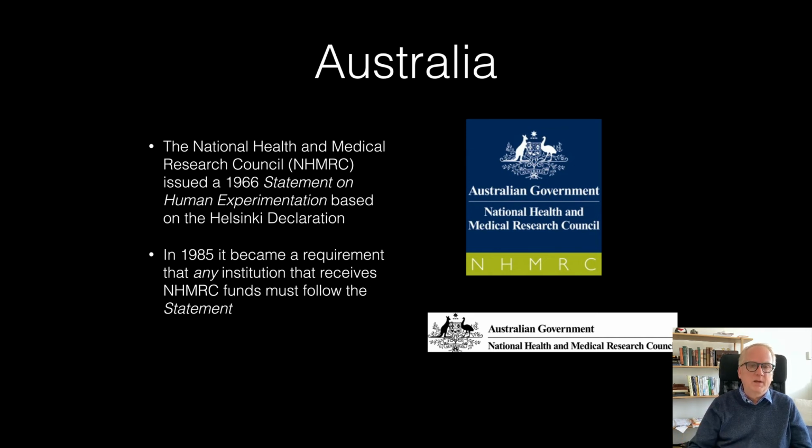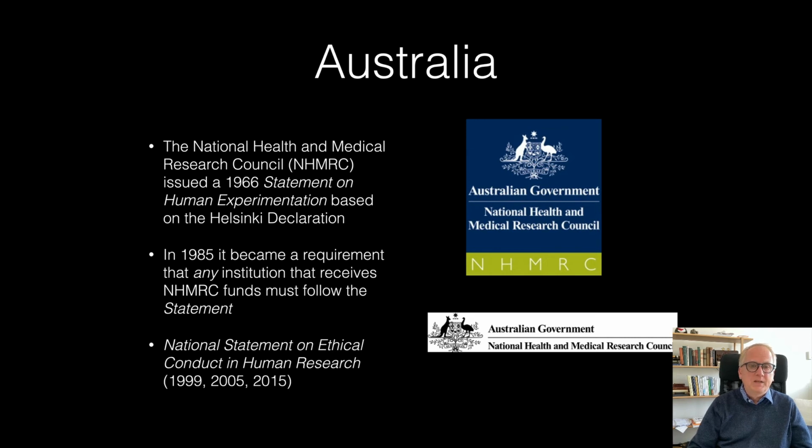But since 1985, it now is connected so that, for instance, the University of Queensland, because it receives money from the NHMRC, has to show that all of their researchers follow the national statement. So this national statement has been updated a few times over its history. This is the National Statement on Ethical Conduct in Human Research, published by the NHMRC.